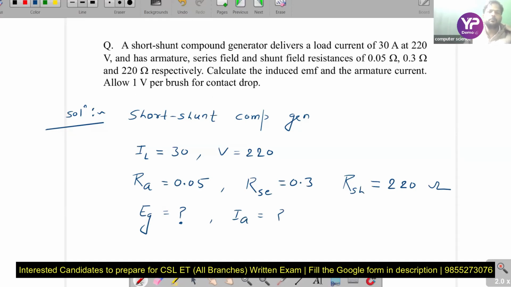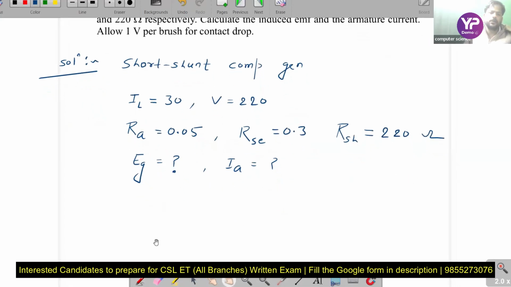Allow 1 volt per brush for contact drop. Brush contact drop per brush is equal to 1 volt.